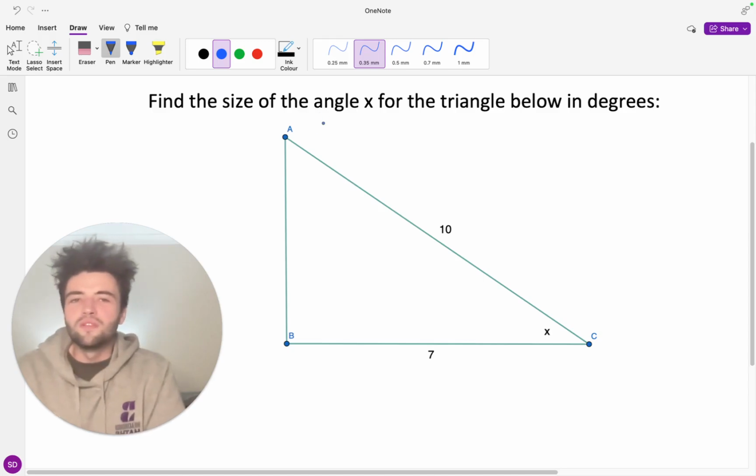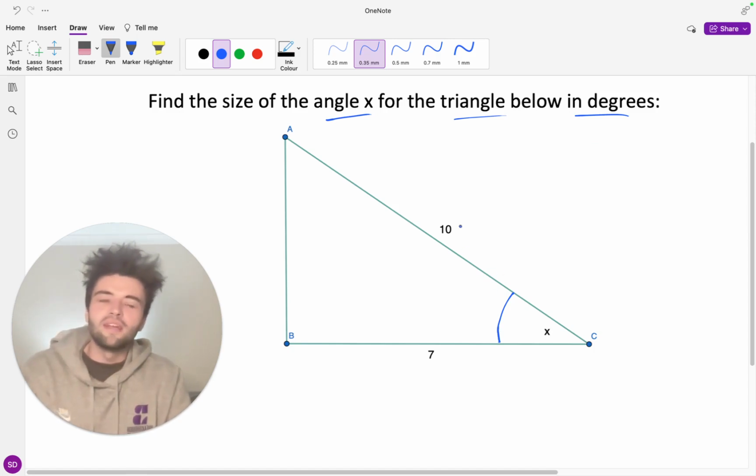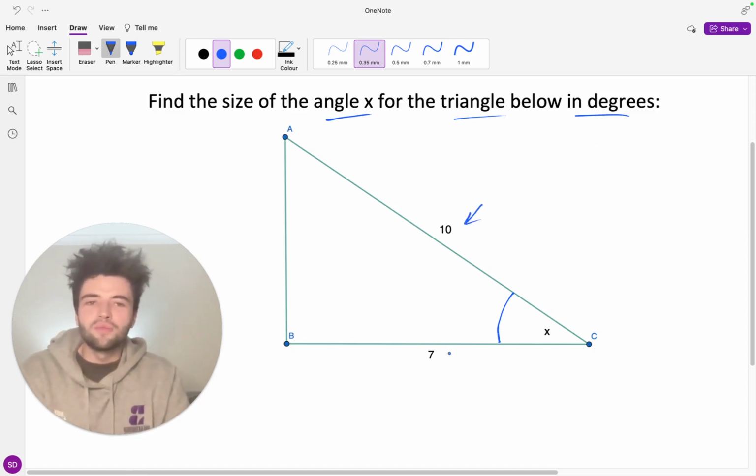So in this question, we're going to be looking for the angle x in the triangle below, and we're going to be looking for it in degrees. If we take a look at the triangle here, we can see that we've got this unknown angle x in the bottom right, and then we've got these two lengths in the triangle. So we're first of all going to be figuring out which one of our identities to use.